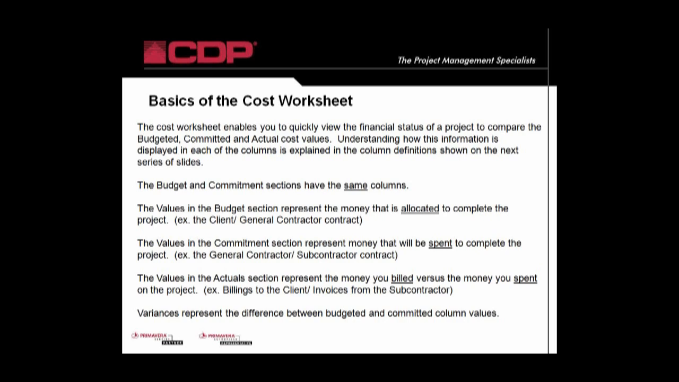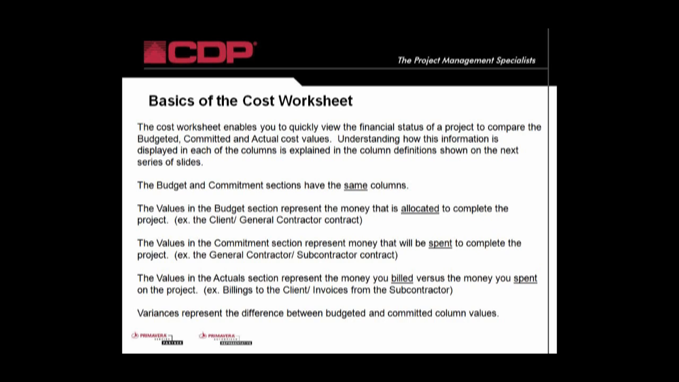The values in the budget section represent the money that is allocated to complete the project. For example, again, is a client-general contractor contract relationship. Okay? It's not limited to that kind of relationship, though. It could also be a general contractor-subcontractor relationship. It could be a budget, internal working budget relationship. Right? The values in the commitment section represent the money that will be spent to complete the project. Again, an example is the general contractor-subcontractor relationship, but as we note, those could be other relationships as well, depending on who the user happens to be.